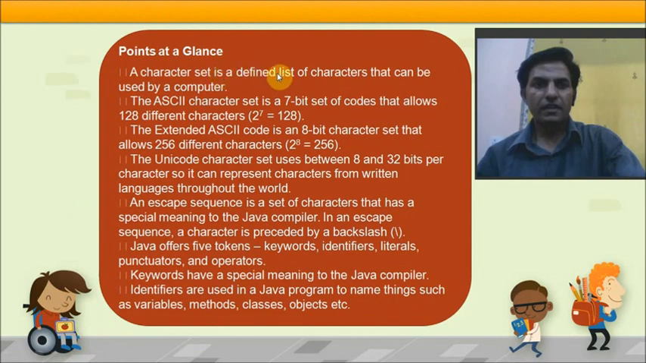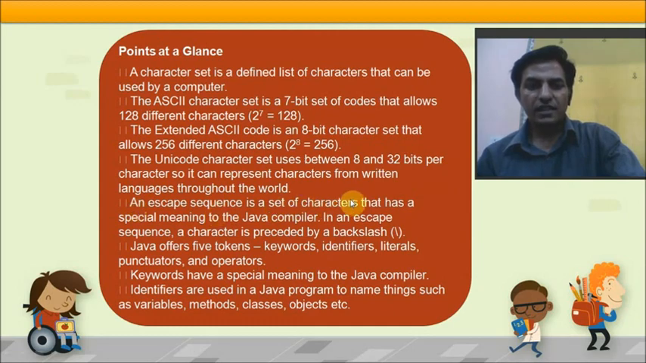Points at a glance. A character set is a defined list of characters that can be used by a computer. The ASCII character set is a 7-bit set of codes that allows 128 different characters, that is 2 to the power 7, equal to 128. The extended ASCII code is an 8-bit character set that allows 256 different characters, that is 2 to the power 8 equal to 256. The Unicode character set uses between 8 to 32 bits per character, so it can represent characters from written languages throughout the world.